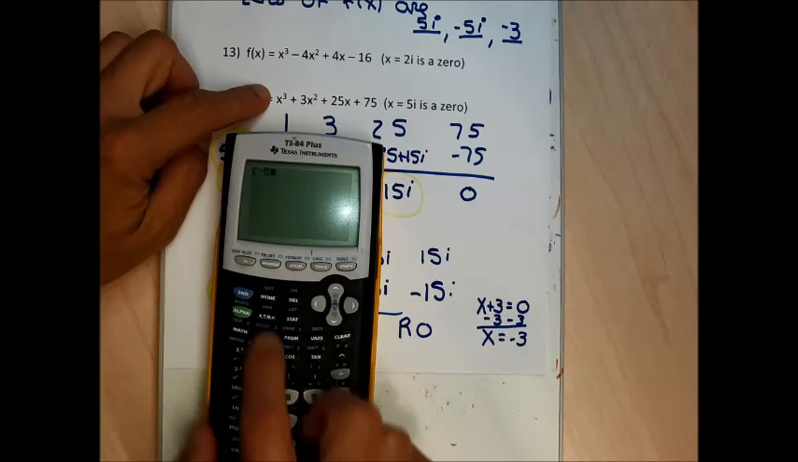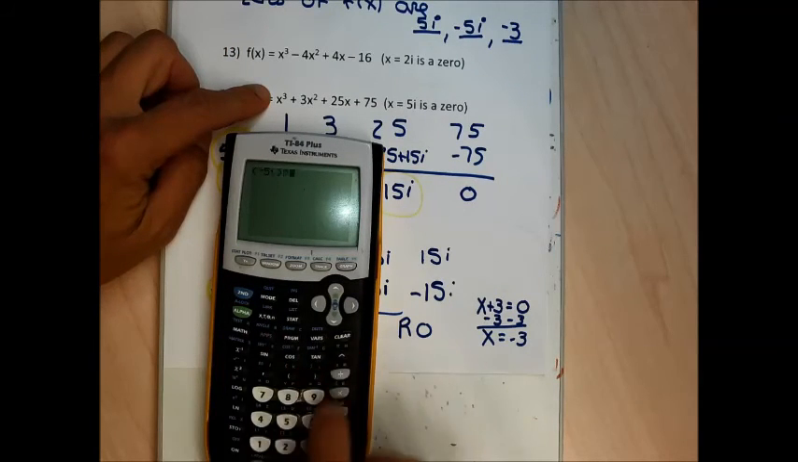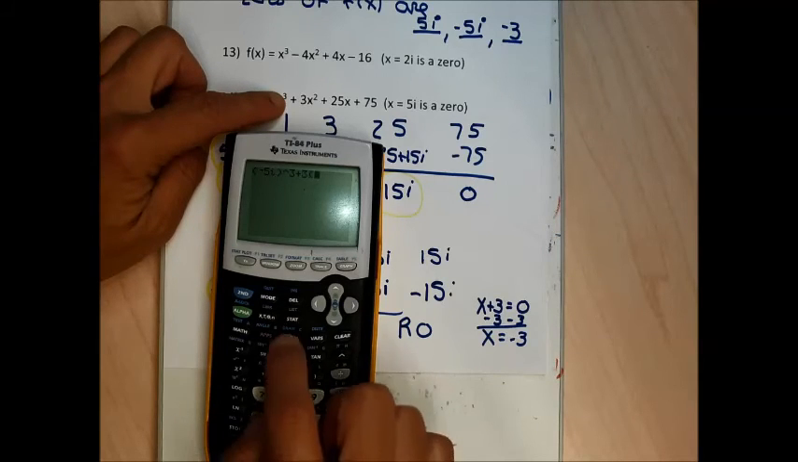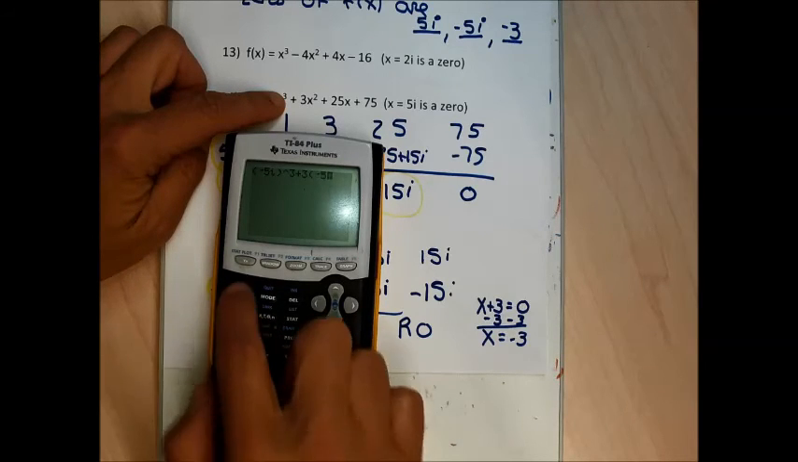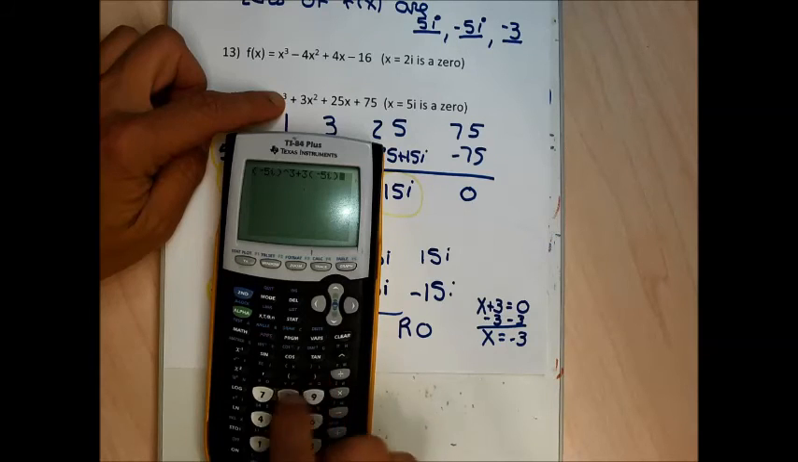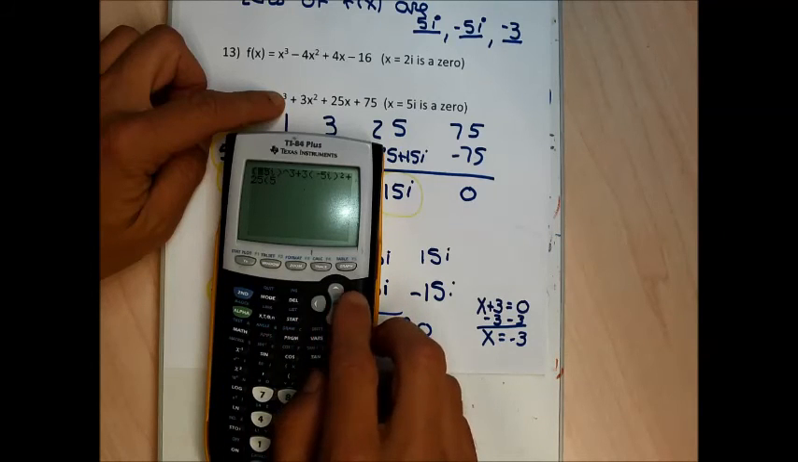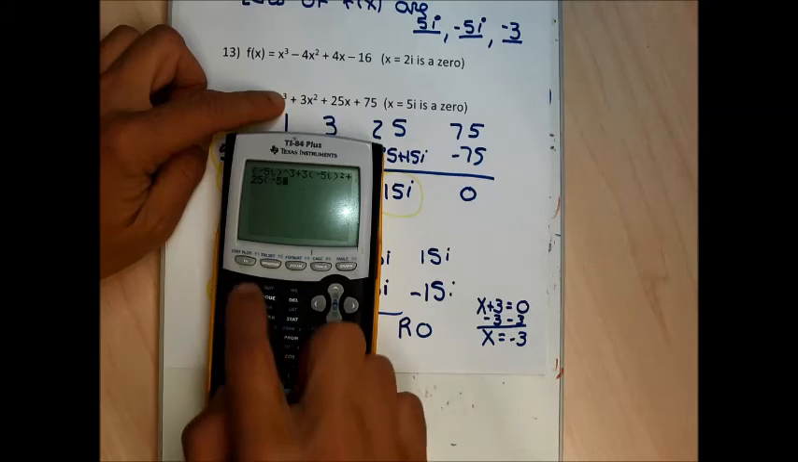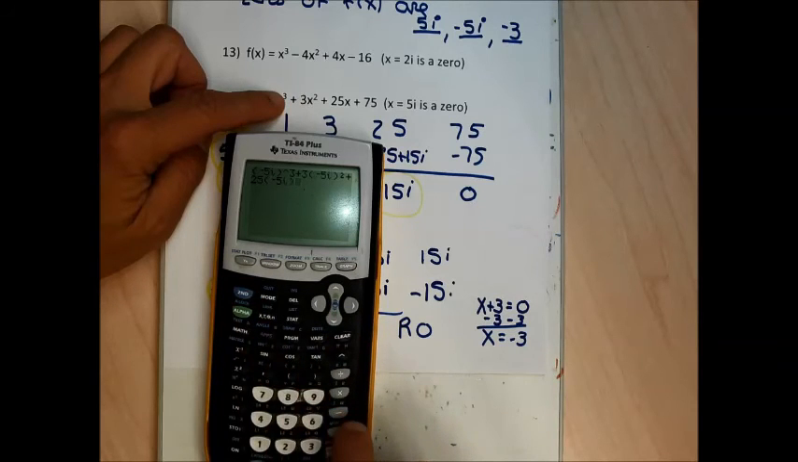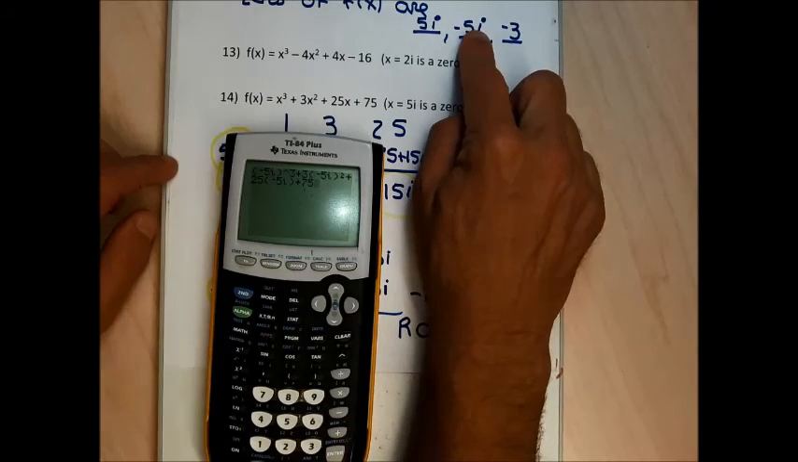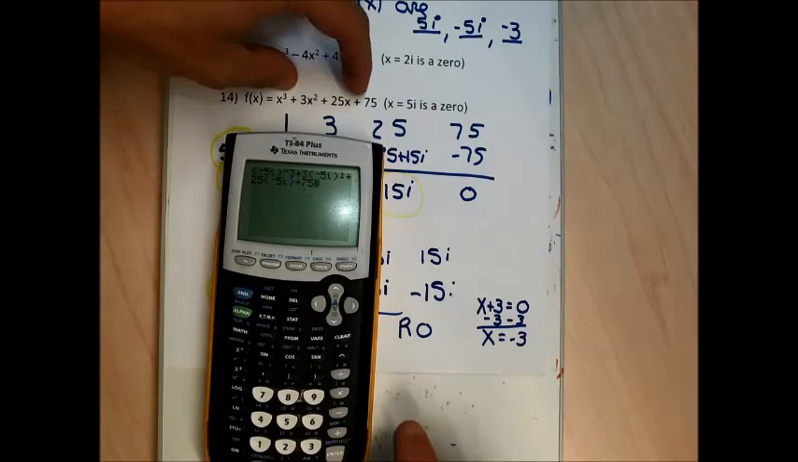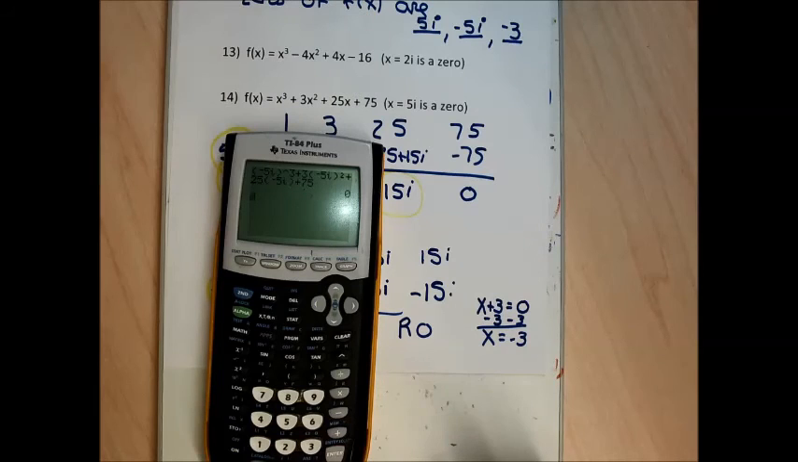I can go negative 5i cubed plus 3 times negative 5i squared plus 25 times negative 5i plus 75. Negative 5i is only a 0 if after I enter that in for the x's, when I hit equals I get 0.